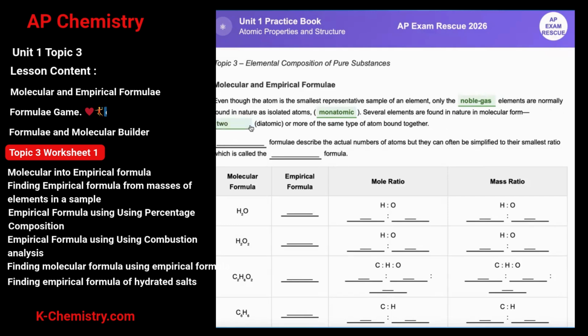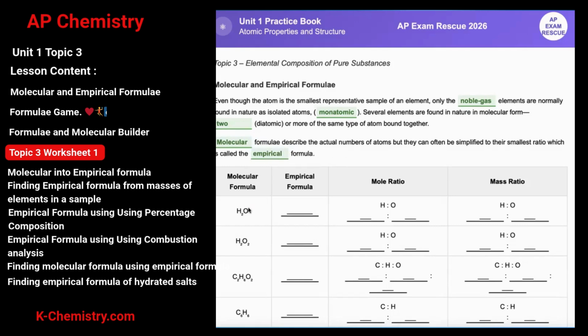This is known as two together. So two atoms together or more. If it is two atoms of the same type, it will be called diatomic. While the molecular formula describes the actual number of atoms, they can often be simplified to their smallest ratio, which is called the empirical formula.